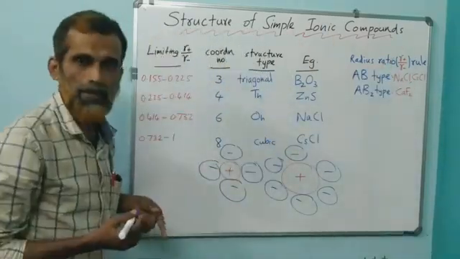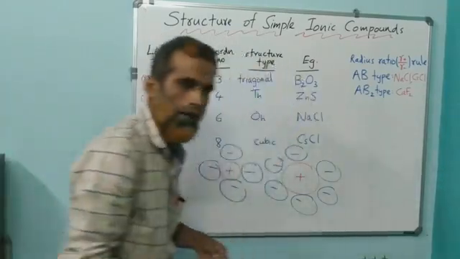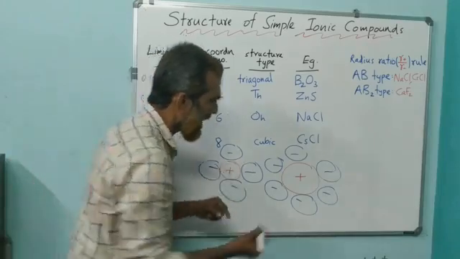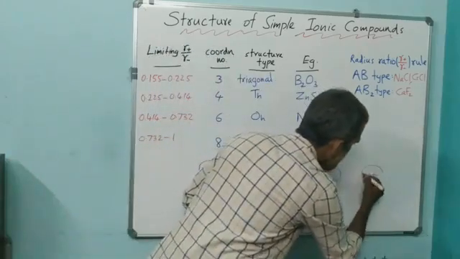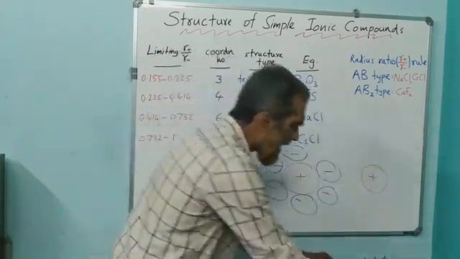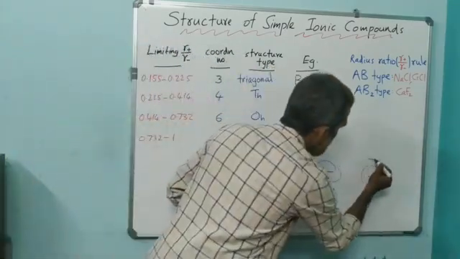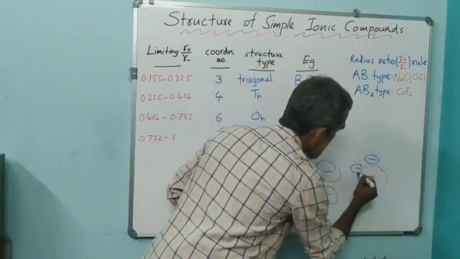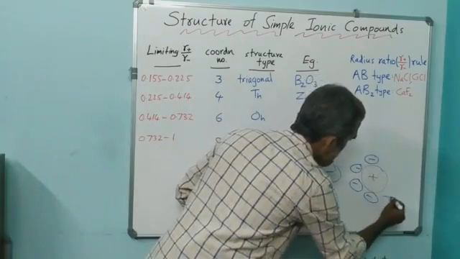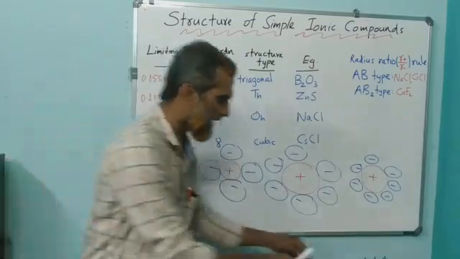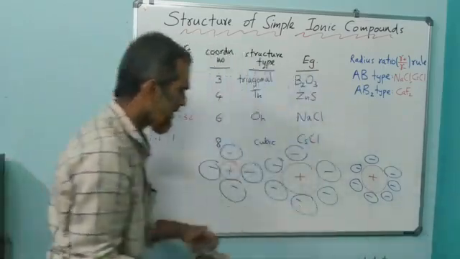That is the point. When radius ratio increases, coordination number increases. Similar thing happens if you decrease the size of the anion. Let me take the same cation here, the same size, and I am reducing the size of the anion. Let me take smaller anions around it. Then also you can see coordination number is increasing. Okay. So that is what is radius ratio rule.